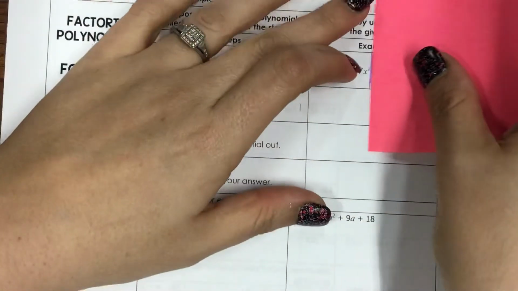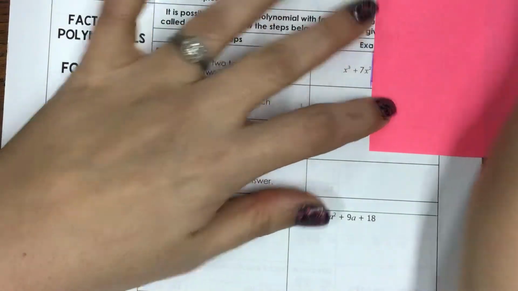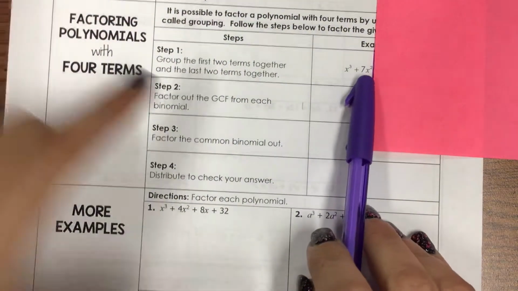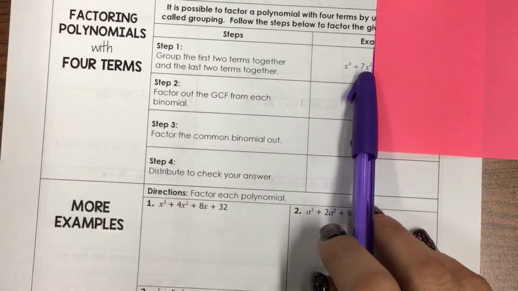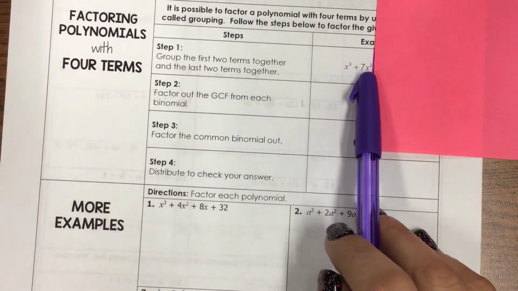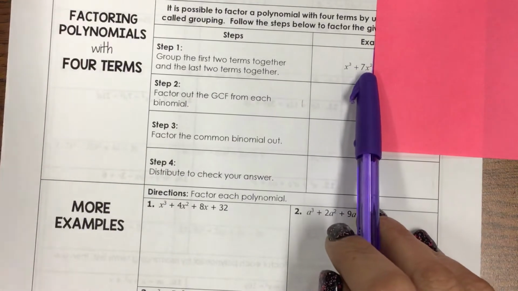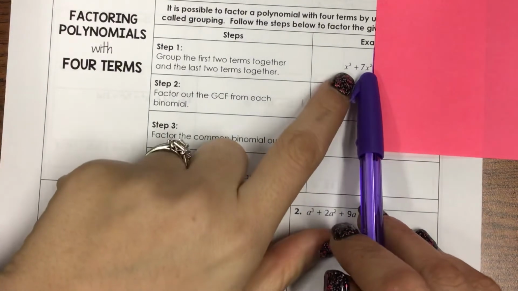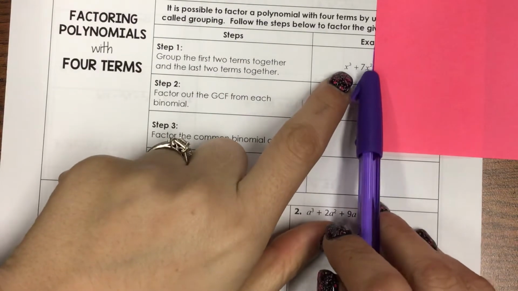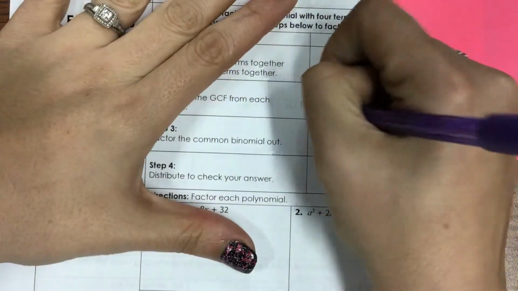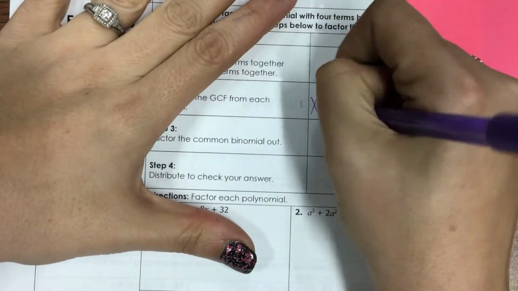Let me use a Post-it note for just a second to cover it. So if I'm looking at x cubed plus 7x squared, I want to factor out the greatest common factor. My greatest common factor does not necessarily have to be a constant, just a number. It can be a variable. So if I look right here, these both have x's. My smallest x is an x squared, so I can factor out an x squared.